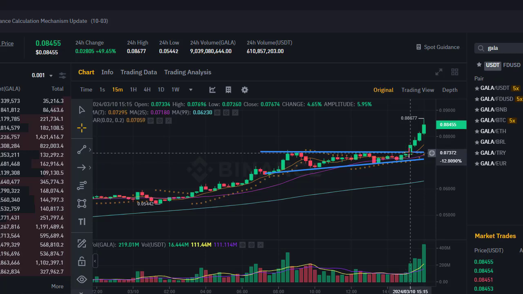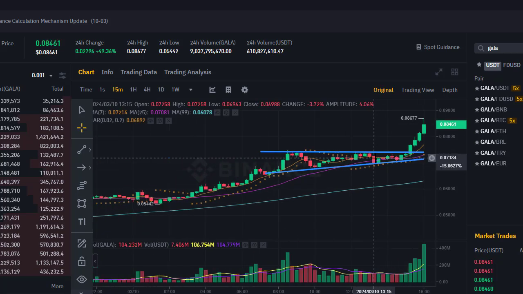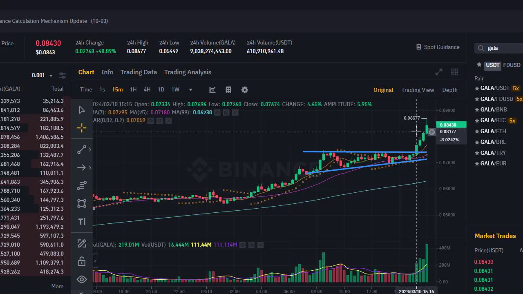But to me here, at this particular point, which was just over an hour ago, I thought, yep, that looks like that's pushing through on the rising red wedge. And sure enough it has, and it's shot up from there. So it's gone from 73 now to 84, so around about a 15% rise since then, but it did get to 887.